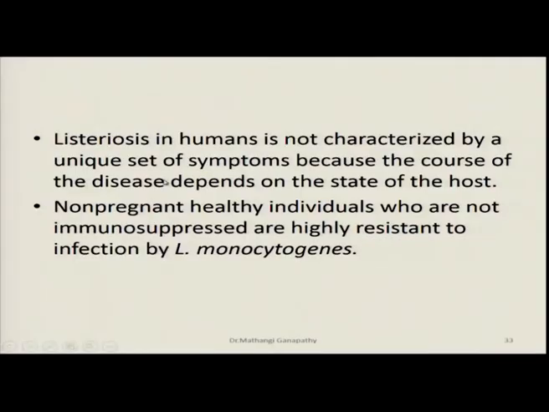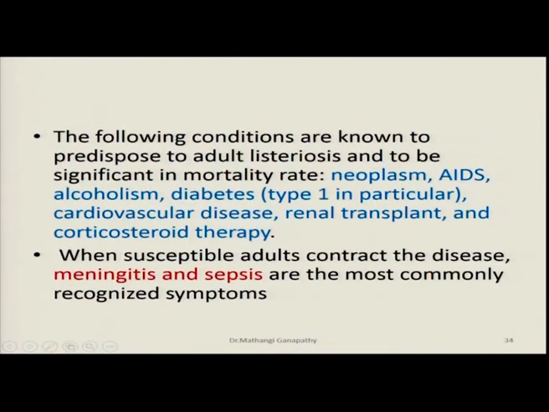When humans get infected with listeriosis, they do not have a unique set of symptoms, because the onset of the disease depends upon the state of the host, or the immune system of the host. If it is a healthy person, or a woman who is not pregnant, so non-pregnant healthy individuals who are not immunosuppressed, they are highly resistant to infection. So, even if by chance the organism enters, they won't get infected.